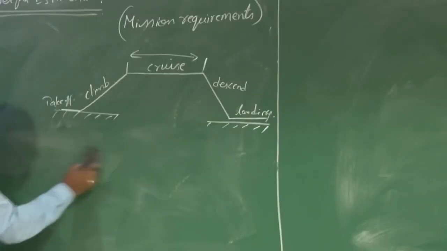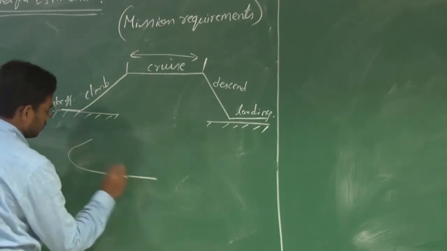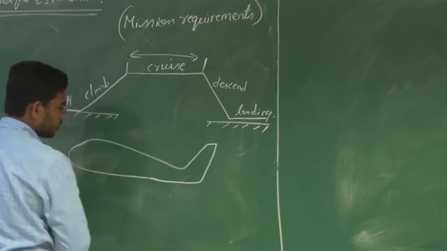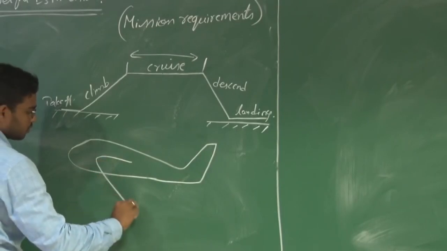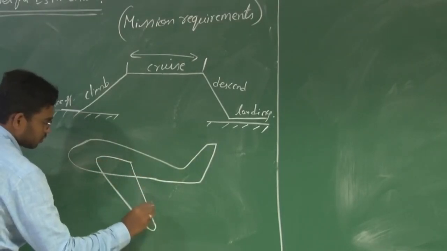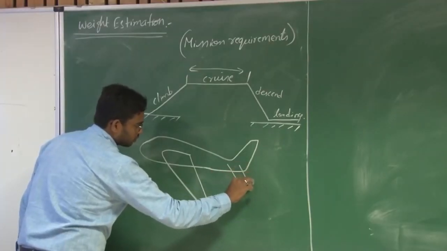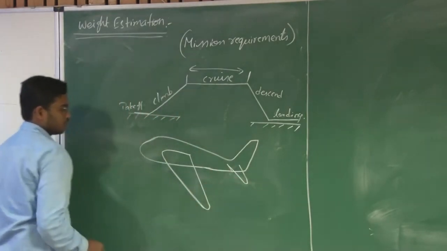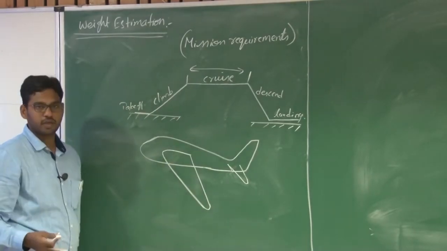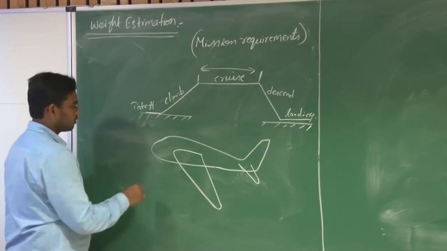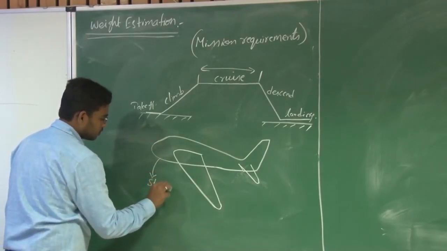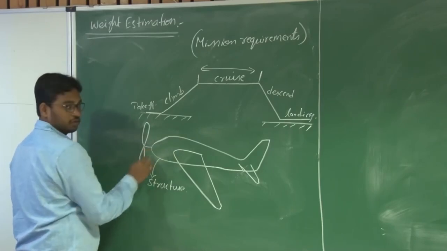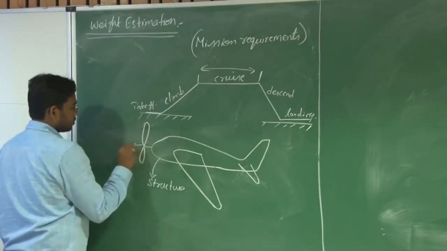So, what do you have in a UAV in the first place? We are talking about a fixed wing UAV. What we have is wing, tail, fuselage. All these things sum up to structure. And we have an engine or a power plant. So, this is a propulsion system.